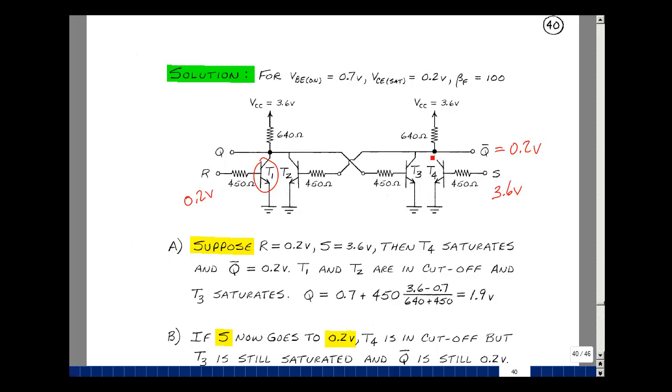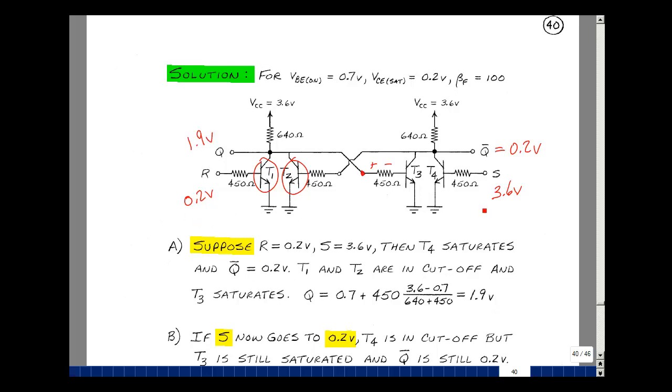With this being saturated, I don't have enough voltage here, I need at least 0.7 or more to get this transistor to saturate, so it's cut off also. So I have two open circuits here. At 3.6 volts, I've got a resistor, and then a PN junction. The voltage here, which is Q, is going to be equal to 0.7 plus the drop across this resistor. That's going to be 450 ohms times the current through it, which is going to be the difference of the voltages of 3.6 and 0.7 divided by this total resistance of 640 plus 450. And that's 1.9 volts.